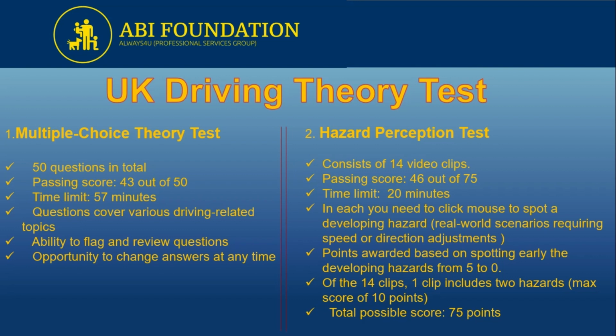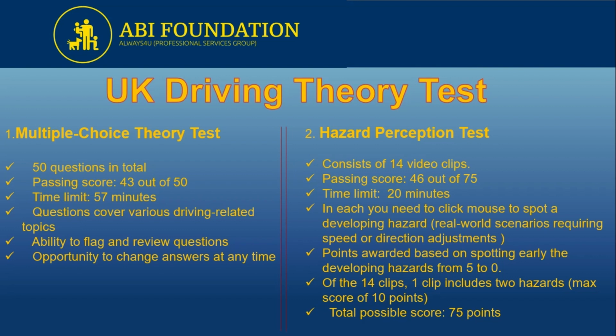If you are able to identify a developing hazard early, you get 5 points, and the more delay there is in your reaction time, the fewer marks you get. And within that time frame, if you are not able to identify the developing hazard before it actually becomes a hazard, then you don't get any points. You identify a hazard by clicking the mouse anywhere on the screen where the video is being displayed. You need to practice a lot for this so that your reaction time and your ability to identify the hazards are good. There are 14 clips in all.